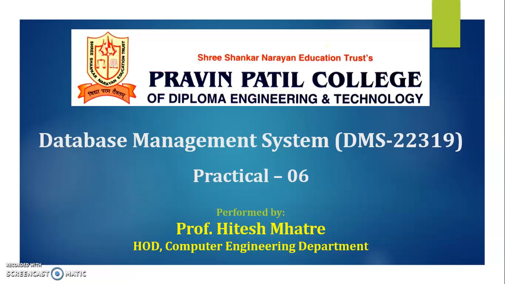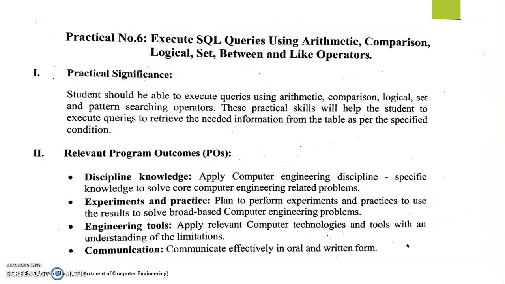Today we are going to learn about practical number 6 of Database Management System. This practical is about executing SQL queries using arithmetic, comparison, logical, set, between and like operators. Practical significance is that students should be able to execute queries using arithmetic, comparison, logical, set and pattern searching operators. These practical skills will help the student to execute queries to retrieve the needed information from the table as per the specific condition. POs relevant to this experiment are discipline knowledge, experiments and practice, engineering tools and communication.